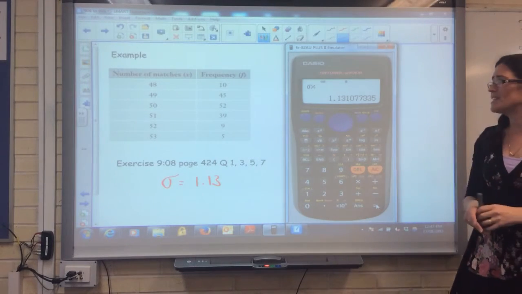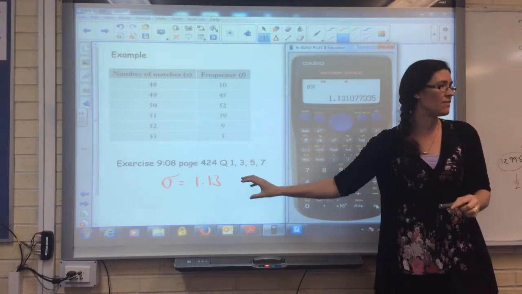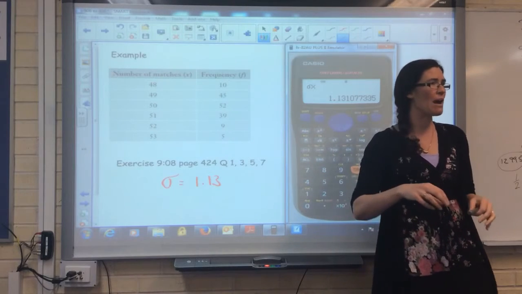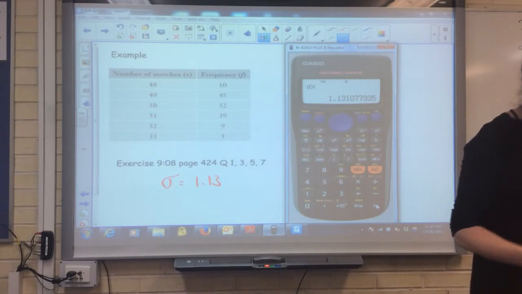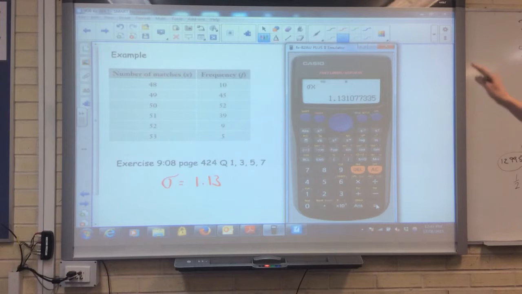All we're going to look at for this lesson is just practicing finding the standard deviation. Next lesson, we're going to practice using it and interpreting it. So we're just going to practice that on our calculator. Page 424 has got some questions. We're going to do 1, 3, 5, 7, just the odd questions.